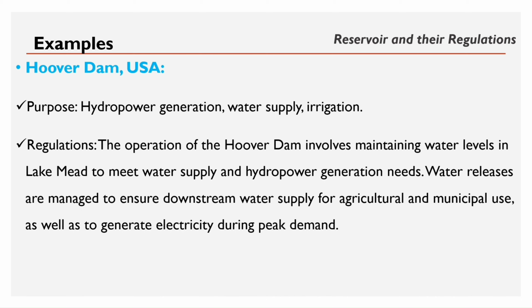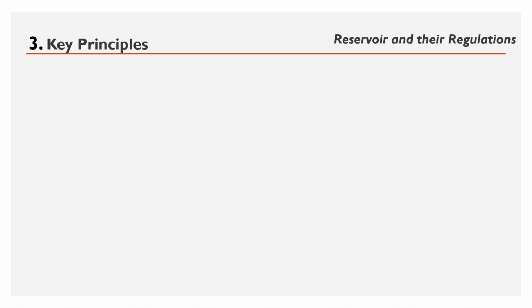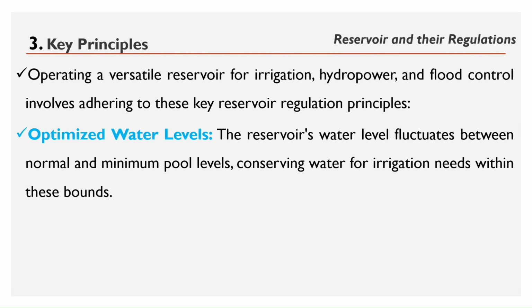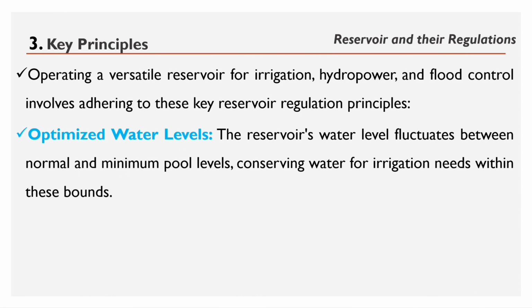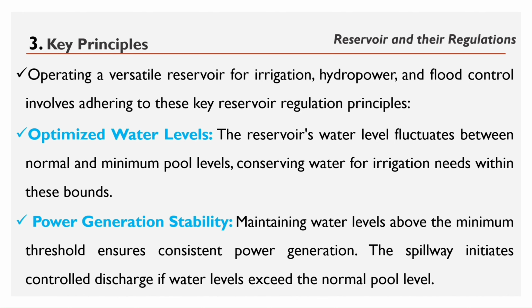Now let's talk about the key principles of reservoir regulations. Operating a versatile reservoir for irrigation, hydropower, and flood control involves adhering to these key reservoir regulation principles. Optimized water levels: the reservoir's water level fluctuates between normal and minimum pool levels, conserving water for irrigation needs within these bounds. Power generation stability: maintaining water levels above the minimum threshold ensures consistent power generation. The spillway initiates controlled discharge if water levels exceed the normal pool.